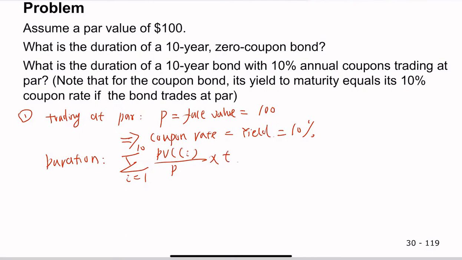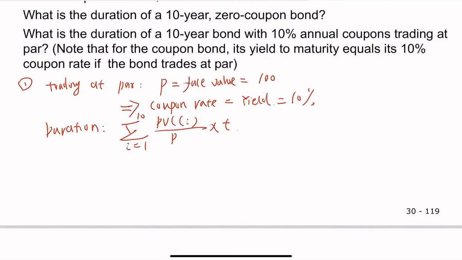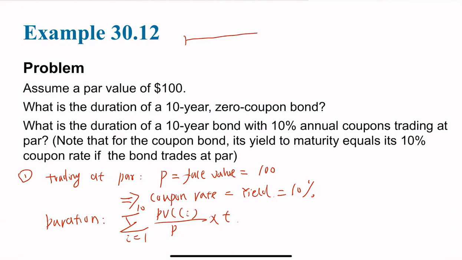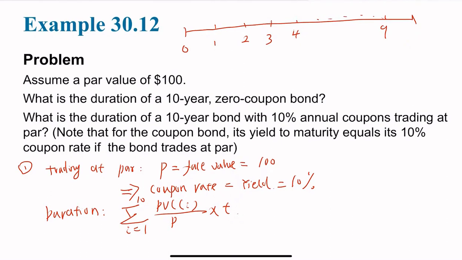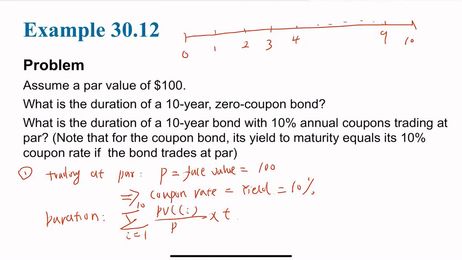What you can see here is, if you draw a picture, you can see that this is slightly complicated. At each date, we will get a $10 coupon payment. And then on the final date, the maturity date, we will get this $100 par value. So now we have to discount these cash flows, right?